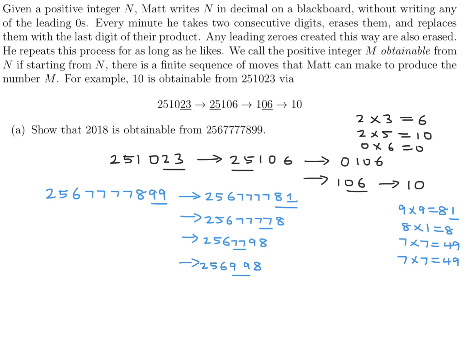Then let's get rid of those guys. 9 times 9 is 81. The last digit is 1. And therefore, this would become 2, 5, 6, 1, 8. Okay, so we already got the 2, the 1 and the 8 from the 2018, so we're pretty close here. So naturally, I'm going to get rid of these guys. 5 times 6 is 30, and the last digit is 0, so this becomes 2018. And there we go. We have obtained 2018 from that number, which is what they wanted us to show.